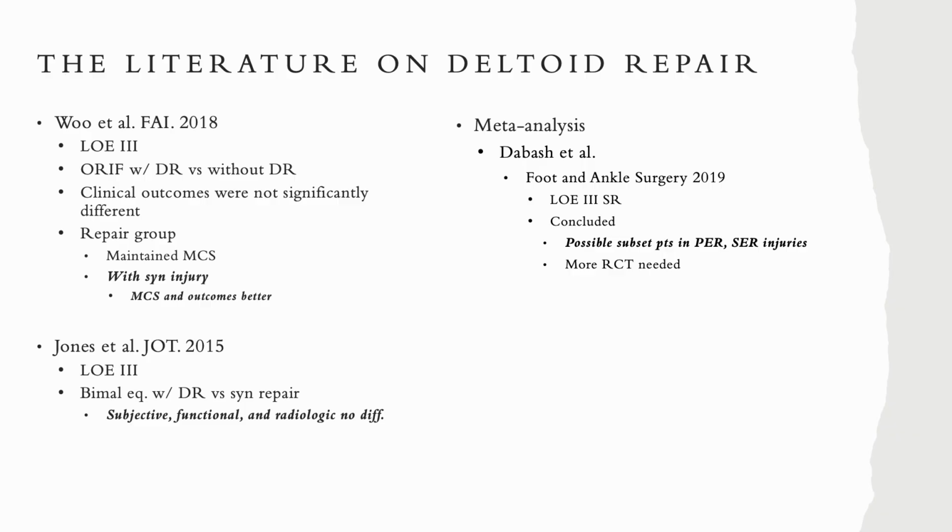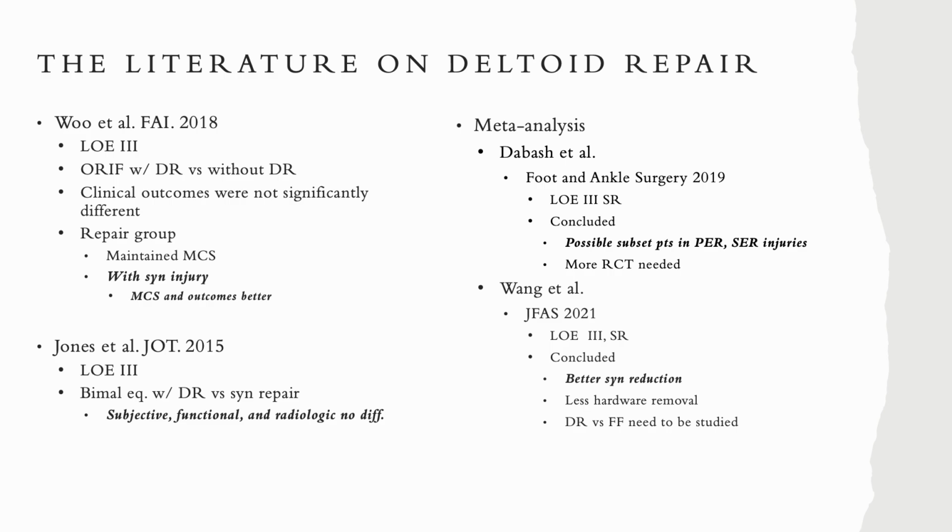And if I can get, based on that Jones study, some help with the deltoid just by doing the syndesmotic repair, and I don't have to do a separate incision immediately, I'm going to do that. And then if it's a high level of injury, I'm going to fix both. Wang et al., 2021, level 3 evidence, systematic review concluded you get better syndesmotic reduction if you fix the deltoid and then fix the syndesmosis.